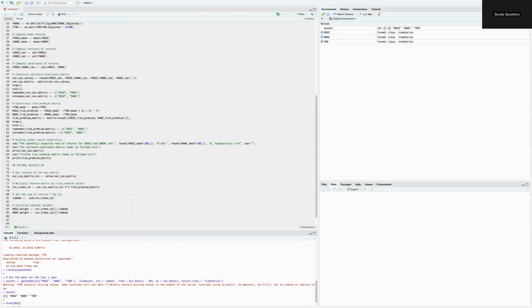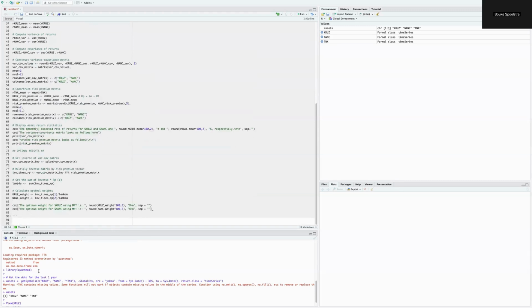And again, I'm going to go ahead and add some optional code to display the weights. Now we'll calculate the capital allocation line equation and graph the capital allocation line and efficient frontier. So first we need to find the return, variance, and covariance of the optimal portfolio.